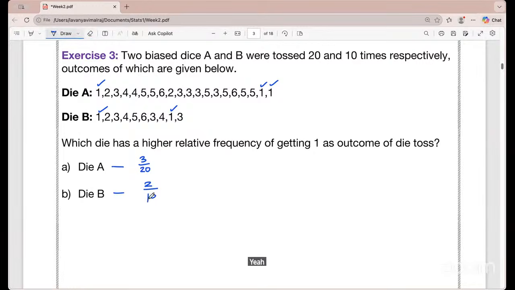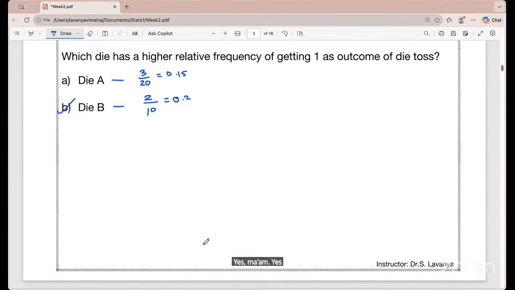So which value is bigger, 3 by 20 or 2 by 10? 3 by 20 is actually 0.15. And what is 2 by 10? 0.2. So you see that die B has a higher relative frequency. Is that fine? Yes, ma'am. Okay, good.